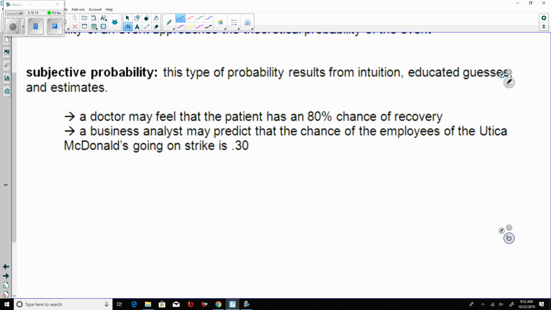So a doctor may feel the patient has an 80% chance of recovery based upon what has happened in the past. A business analyst makes a prediction that the chance of employees in Utica McDonald's going on strike is 0.3, because of what happened or whatever else.